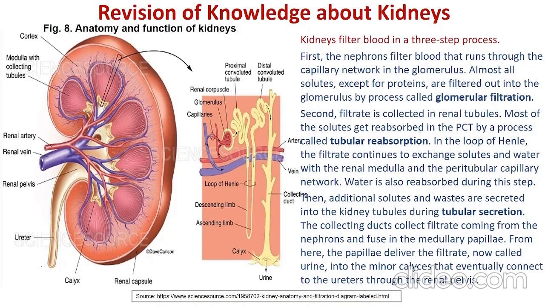Almost all solutes, except for proteins, are filtered out into the glomerulus. The second step is that filtrate is collected in renal tubules, and this is the tubular reabsorption process, because most of the solutes get reabsorbed, they are coming back, and others make the solution more concentrated.